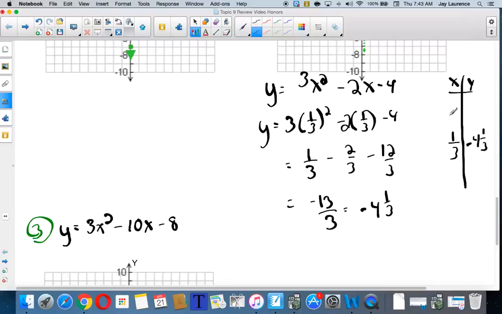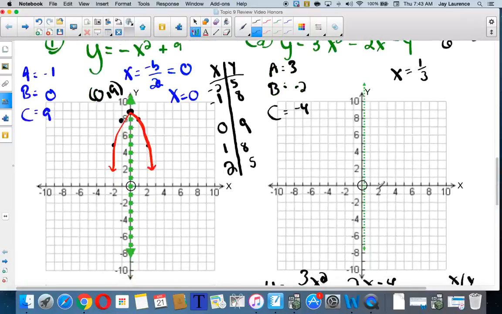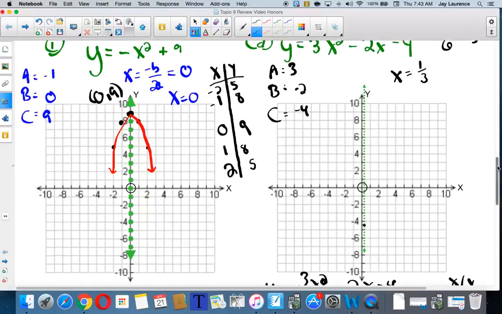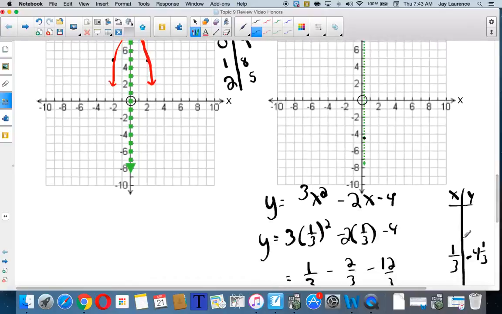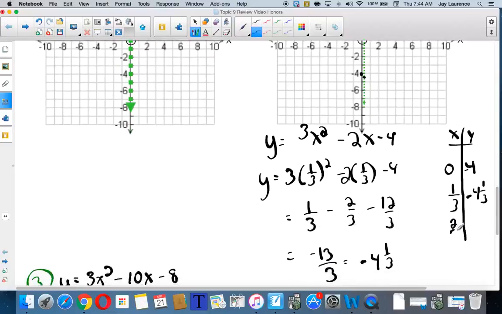All right, so let's go here. It's going to be right about there. There's my vertex. Now I'm going to pick some points on either side of the vertex. Normally I like to pick 0, and I can, but it's going to be so close, it's not really going to help. So I'll pick 0, and I get negative 4 out, right? So that'll be there. Now, to use symmetry, I'm not going to go to 1, I'm going to go to 2/3, because these two coordinates are 1/3 away. I've got to go 1/3 on the other side and get negative 4.